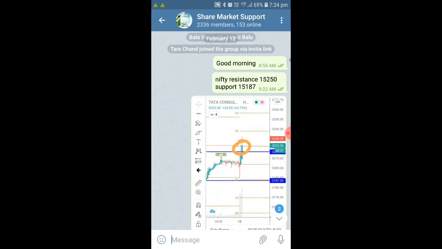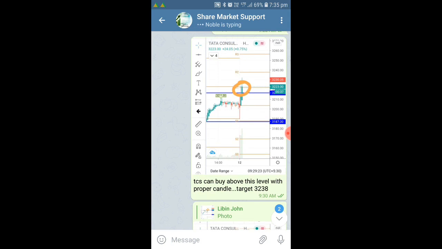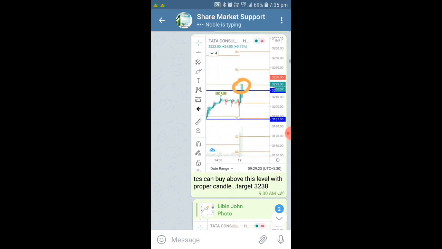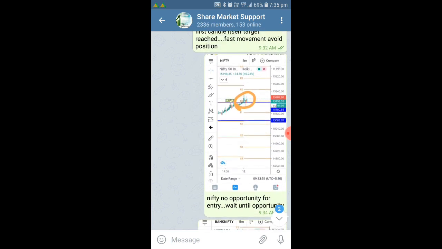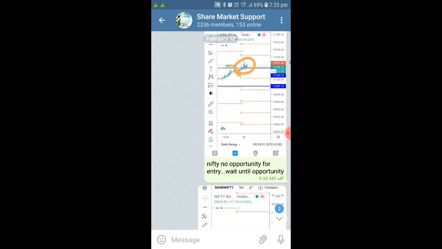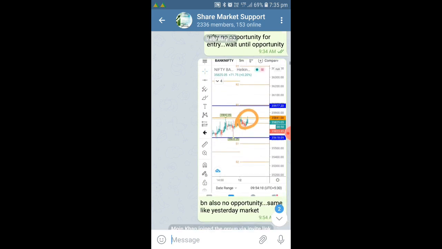You can see all the updates I will be providing here, like Nifty support level, resistance level, and in the same way Bank Nifty resistance and support, including stocks also. You can see TCS I have provided, and the target is achieved there, and even in Nifty you can see which point we have to take an entry.